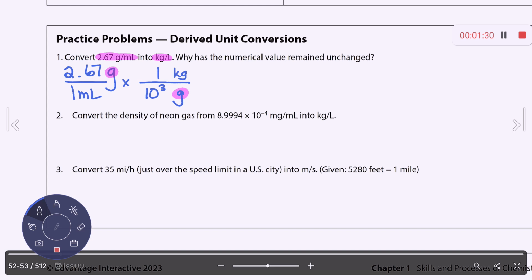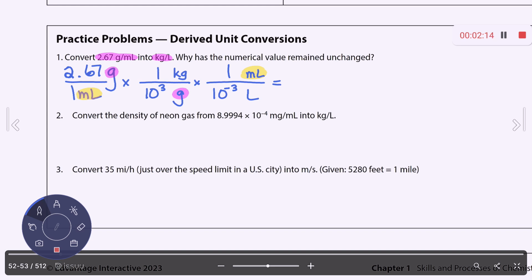Now they want us to convert it to kilograms per liter, so I have to convert this unit, milliliters, into liters. You put milliliters up here in the numerator, because as long as they're on the diagonal, they will cancel, and then put liters on the bottom. Where would I put the number 1? Top, because that's where my prefix unit is. And then we would put 10 to the negative 3 on the bottom.